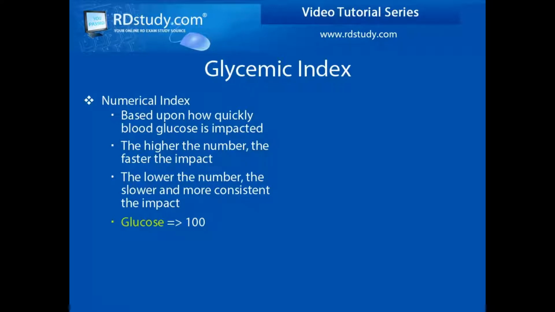Food values are then determined based upon this reference value and are scaled from the minimum of 0 to the maximum of 100, with lower values indicating a slower impact and the higher numbers representing a very rapid response. Please note that there may be slight variations to food index values depending upon the agency that assembles the data.